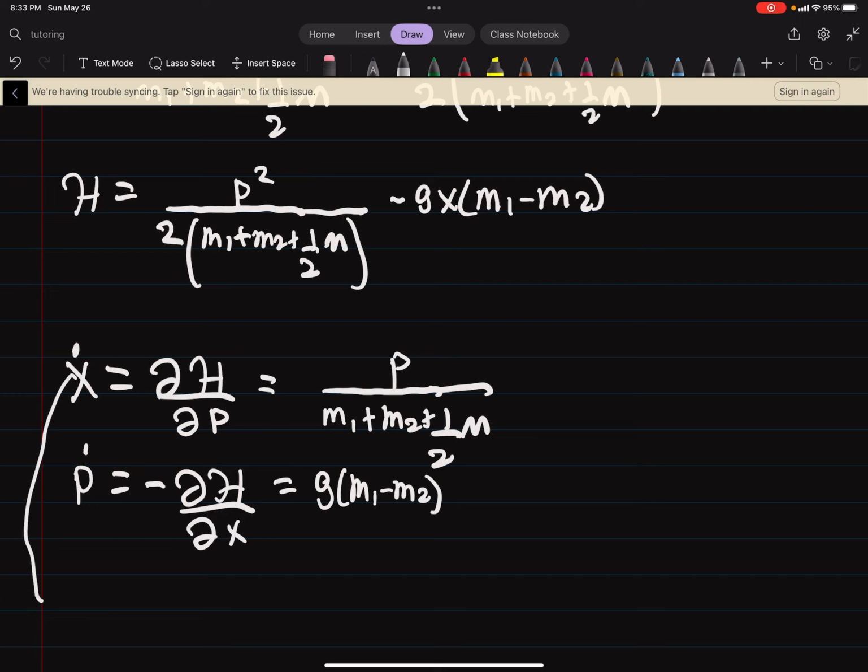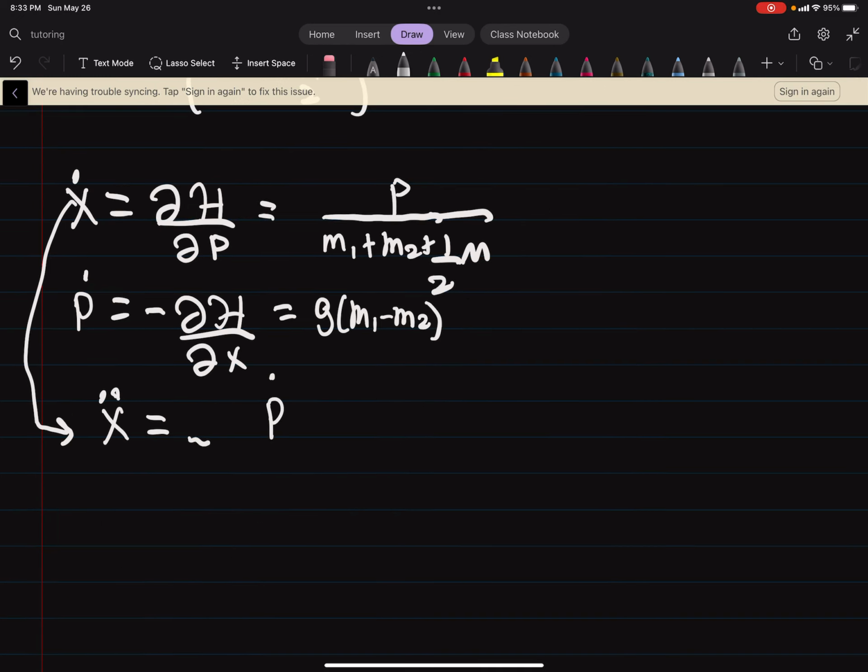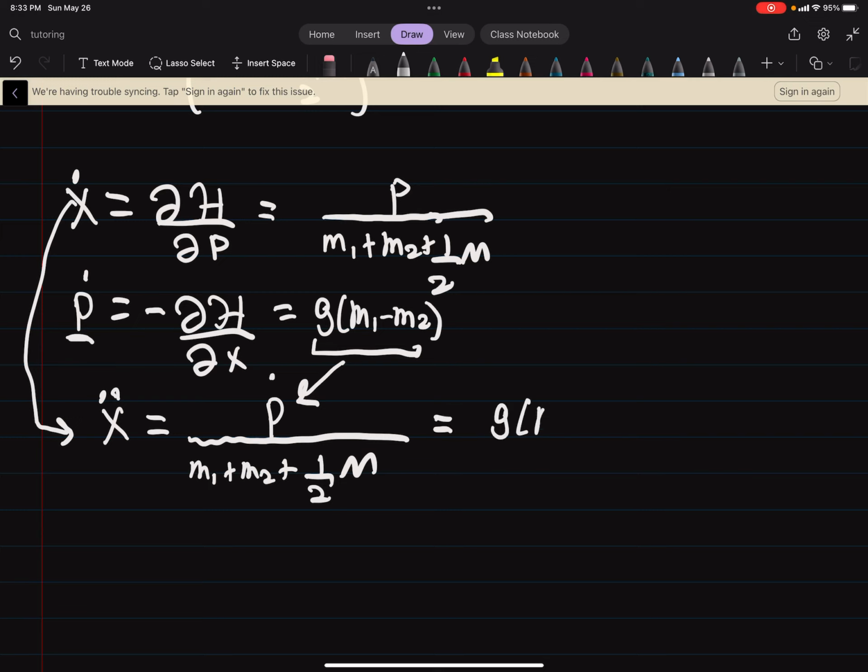So if we want to find x double dot, we can just take the time derivative of both sides, and you let x double dot equal p dot divided by m1 plus m2 plus 1/2 big M. And p dot is here, so we can put that into here, and you get g times m1 minus m2 all divided by m1 plus m2 plus 1/2 capital M. So that's how you solve this problem.